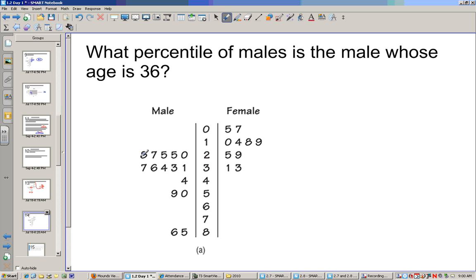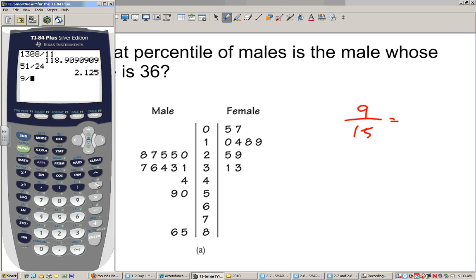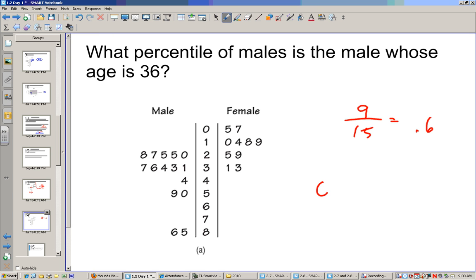We look at all the values that are at or less than 36. So there's 5, 6, 7, 8, 9. 9 out of, looks like there's 15 observations. 9 out of 15, if I take out my calculator, will give us 0.6. So that means we're in the 60th percentile if we're at 36.